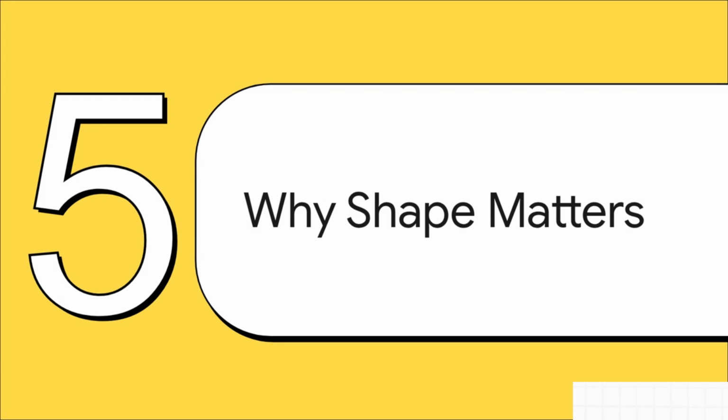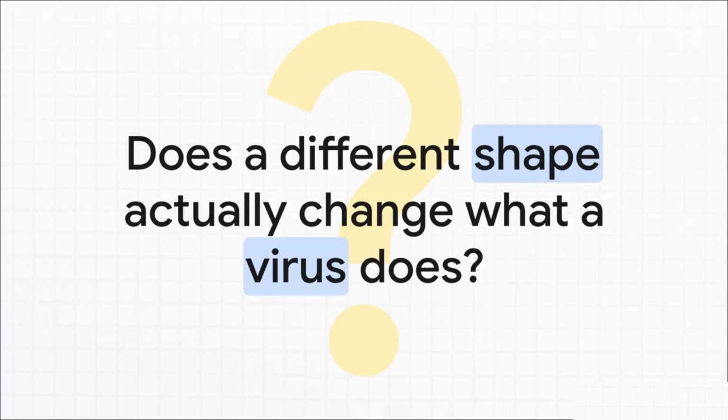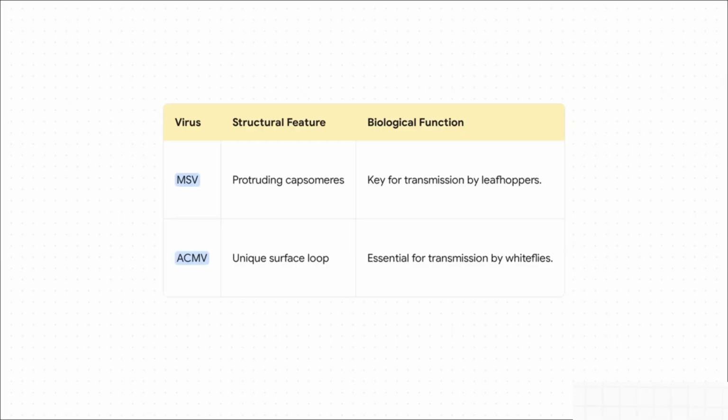Okay, so we've seen this incredible diversity, right? Rods, spheres, capsules, twins, the whole shebang. But all of this, it begs a really, really important question. Does any of this actually matter? I mean, is it all just for show, or does this specific architecture of a virus fundamentally change its job, its function in the world? And the answer is a huge, resounding yes.